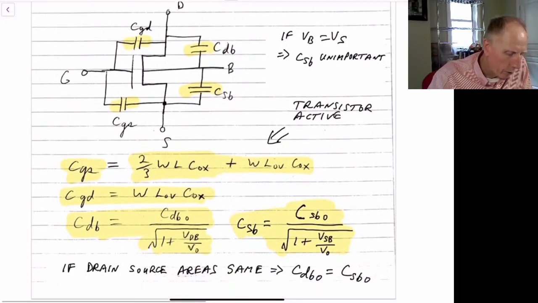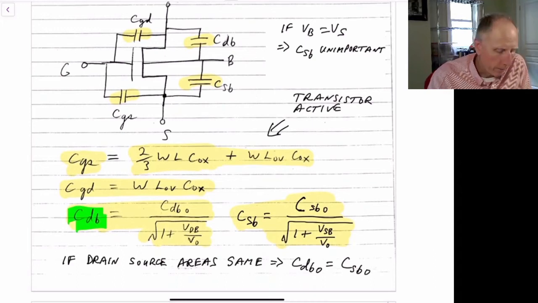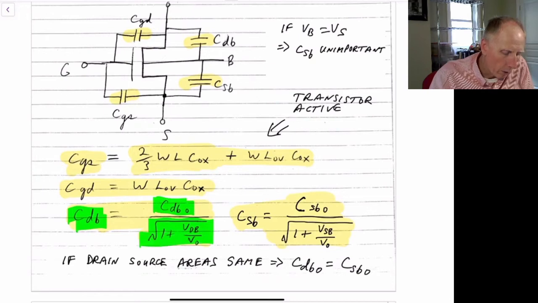Now for the drain to bulk, the capacitance is a function of the reverse bias voltage that we have across it. So it will be whatever the capacitance is for that region, and that will include the area of it, but it will be scaled by the term below, which accounts for the reverse bias voltage potentially not being zero.